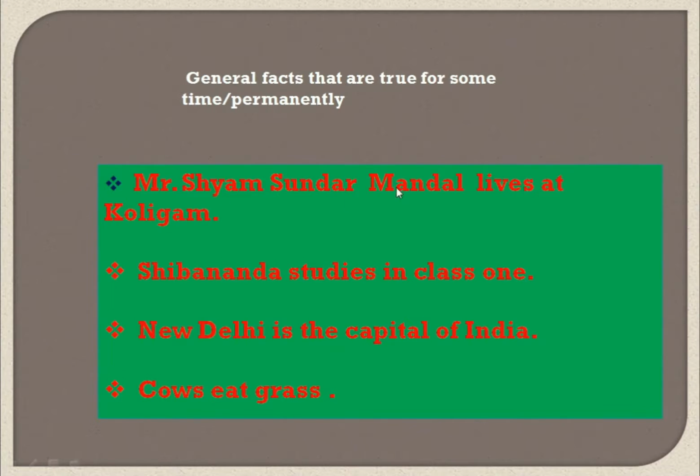You say Mr. Shyam Sundar Mandal lives at Koligam. This shows that he lives at Koligam permanently. His permanent house or shelter is at Koligam. If Sivananda studies in class 1, for the whole year Sivananda will study in class 1. Therefore, this is true for sometimes. And after passing class 1, he will be promoted to class 2. So these are general facts that are true for some time.